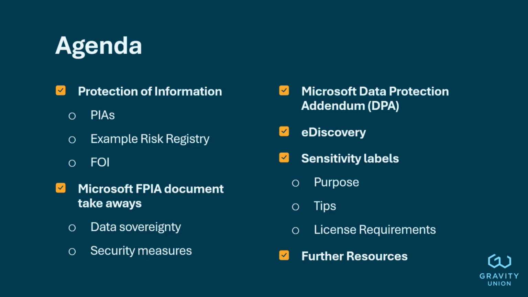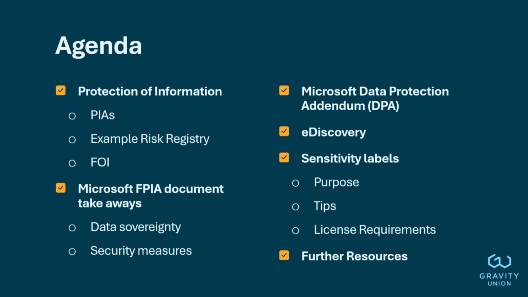For our agenda today, I will start by going over some protection of information legislation around Canada and what those requirements are. So we'll begin with a privacy impact assessment overview. I'll give you some examples of how to build a risk registry, and tips and tricks for responding to FOI requests, and privacy information banks.